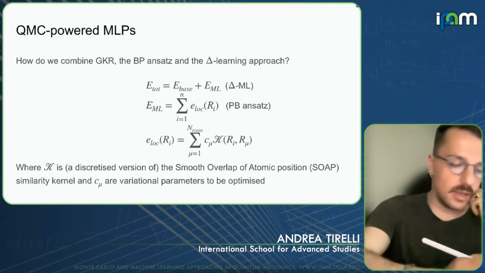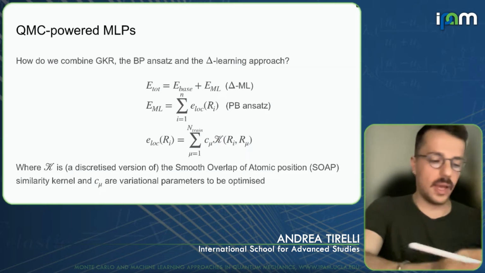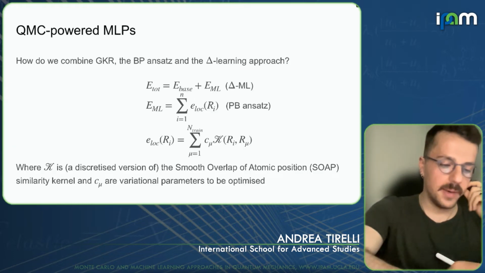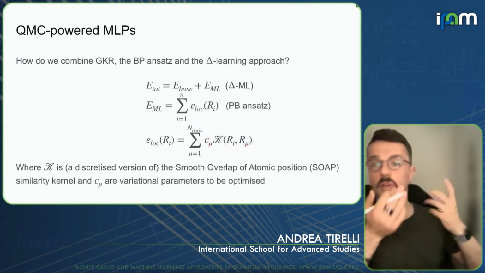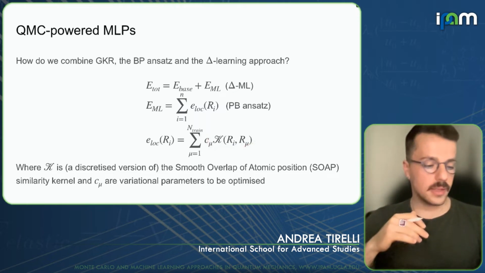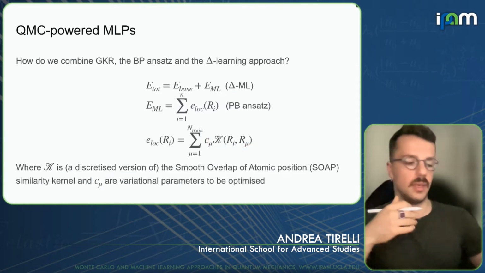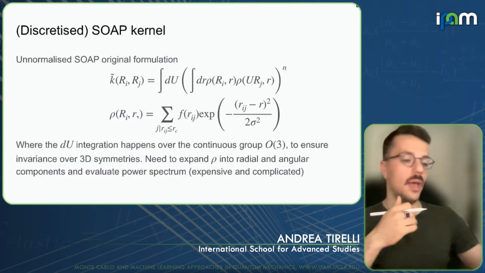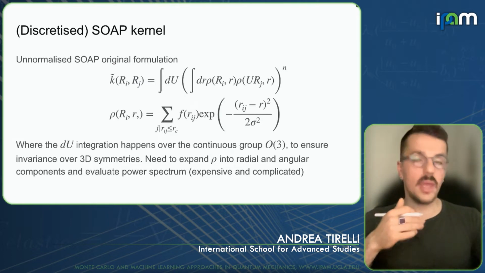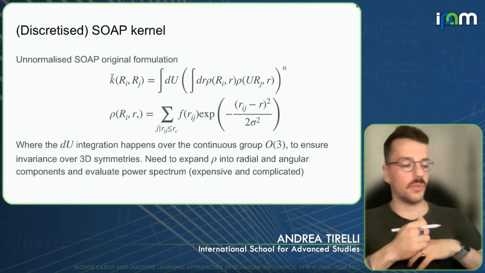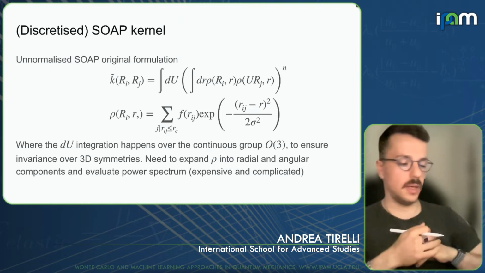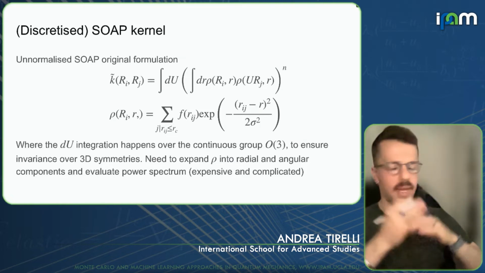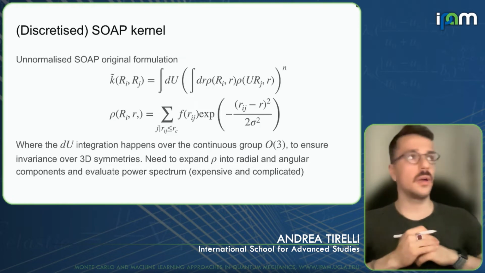So of course, everything should be clear by now. What I haven't said is how these kernels should look like. And again, this is something that has been already studied in the literature. The way we model this kernel is through the SOAP similarity kernel, smooth overlap of atomic positions. And again, this is something that has been around for a while.